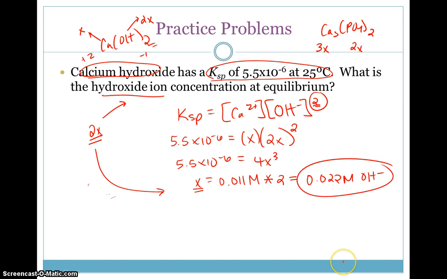And that is just a quick run through of how to do one of our introductory Ksp problems. Hope this helps, guys.